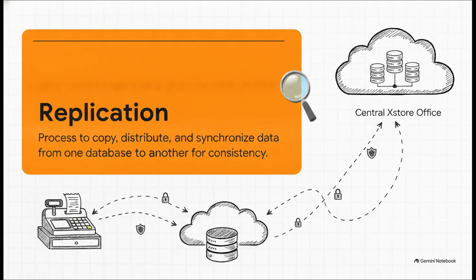In the Xstore ecosystem, replication is specifically about taking data generated at the physical registers in the store and safely pushing it all the way up into the central Xstore Office database. Now, sure, that sounds simple on paper, but think about the real-world challenge here. You're dealing with disparate physical locations, wildly unpredictable network latency, VPN drops, and a sheer transaction volume that spikes heavily depending on the time of day. Building a system to handle all of that requires a very rigid set of operational rules.